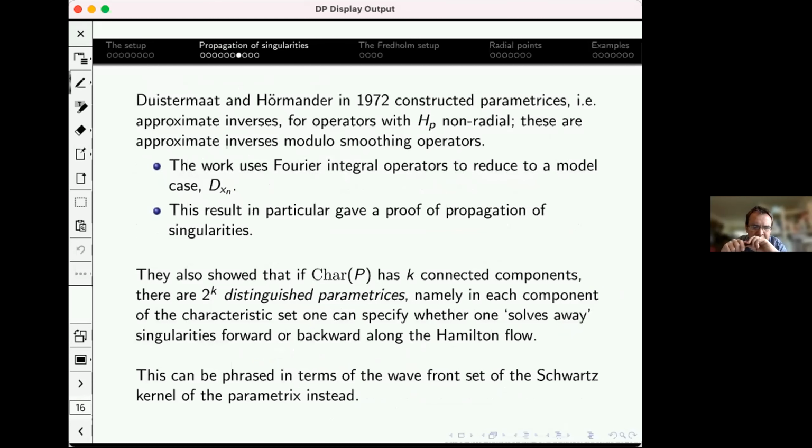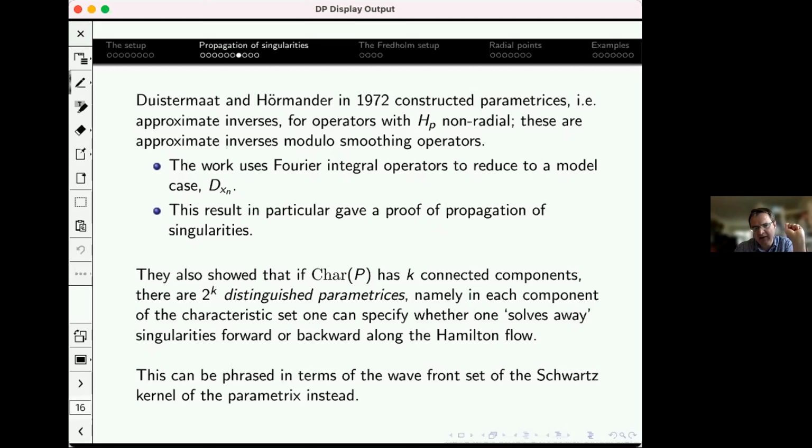Back to Duistermaat and Hörmander. They constructed parametrices, so approximate inverses, for operators, at least microlocally, when this Hamilton vector field is non-radial. And basically, they used the Fourier integral operator framework that Hörmander constructed to reduce to a model case, which is just the first derivative along a coordinate. And then, in particular, gave a proof of propagation of singularities.